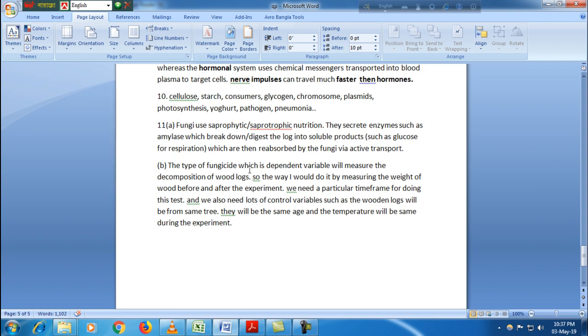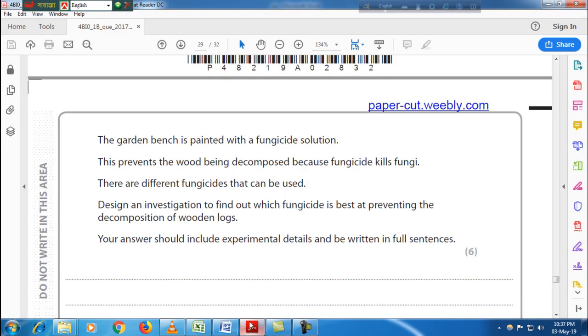Now the type of fungicide is the independent variable, and we will measure the decomposition of the wood logs. The way I would do it is by measuring the weight of the wood before and after the experiment. We need a particular time frame for doing this test, and we also need lots of control variables, such as the wooden logs being from the same tree, being the same age, and the temperature being the same during the experiment.